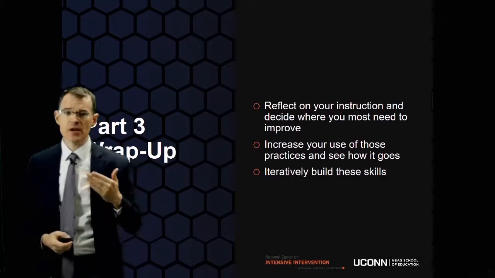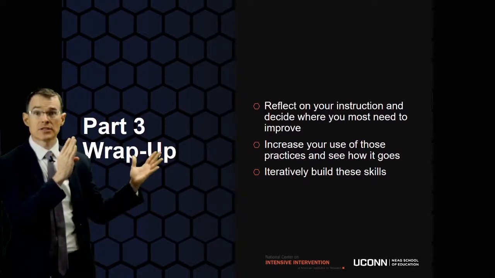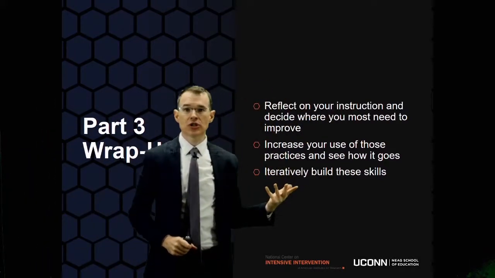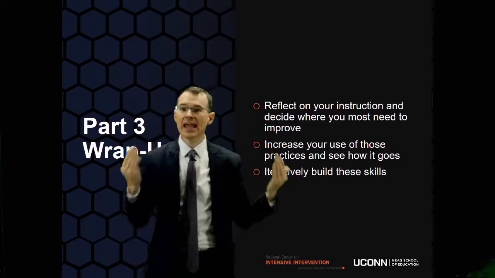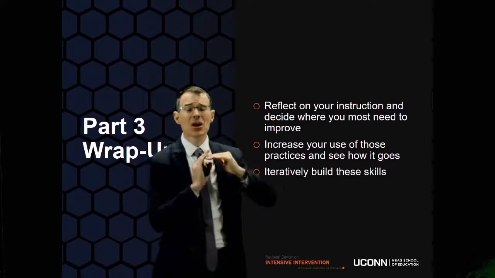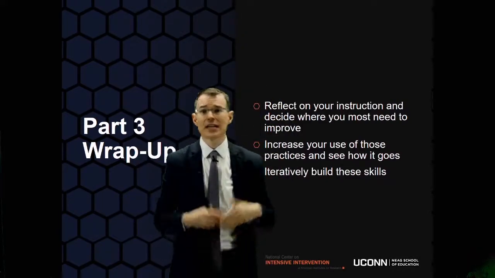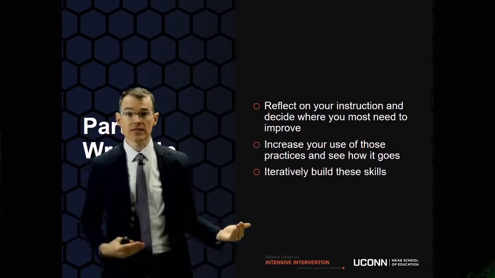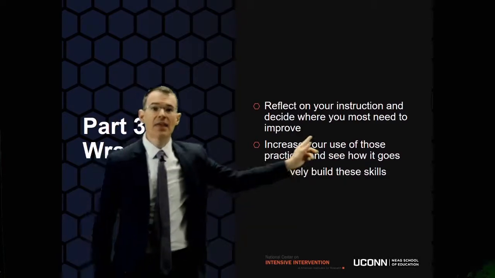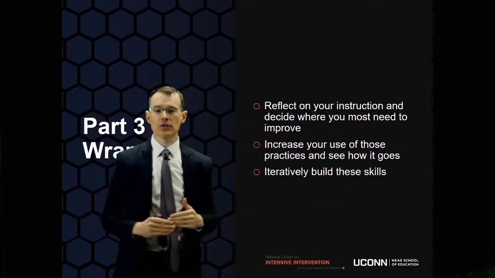And that's a perfect segue to the final piece of all of this work around supporting practices. So you want to figure out where in your instruction you most need to improve because you can't do everything at once. There are lots of different ways to focus on the supporting practice. In fact, within eliciting responses, there are 5 things you need to do to elicit responses effectively. You can't necessarily do all of those things at once. So you want to reflect on your instruction, increase the use of those practices, and then iteratively build the skills. Practice over and over, building up every part of your explicit instruction.